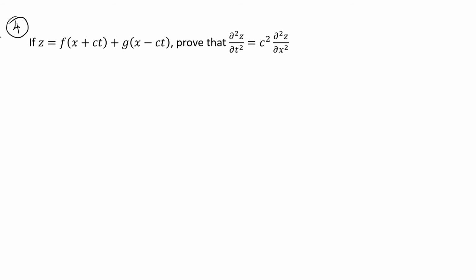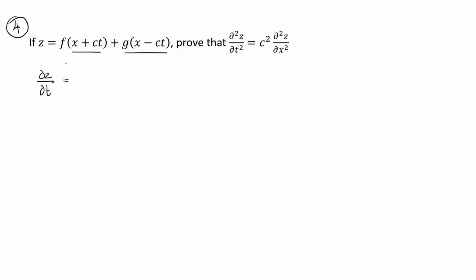If z is equal to f of x plus ct plus g of x minus ct, prove that dou square z by dou t square is equal to c square into dou square z by dou x square. Here, the function z is given in this format. It is a function of x plus ct plus a function of x minus ct. Okay. Therefore, we need to write dou z by dou t first.